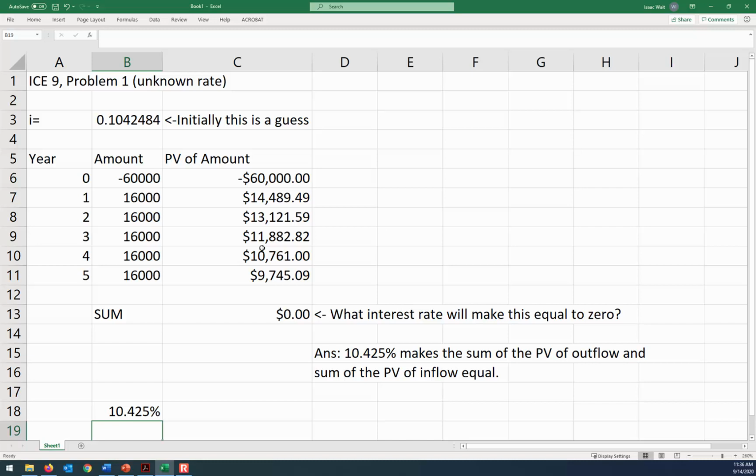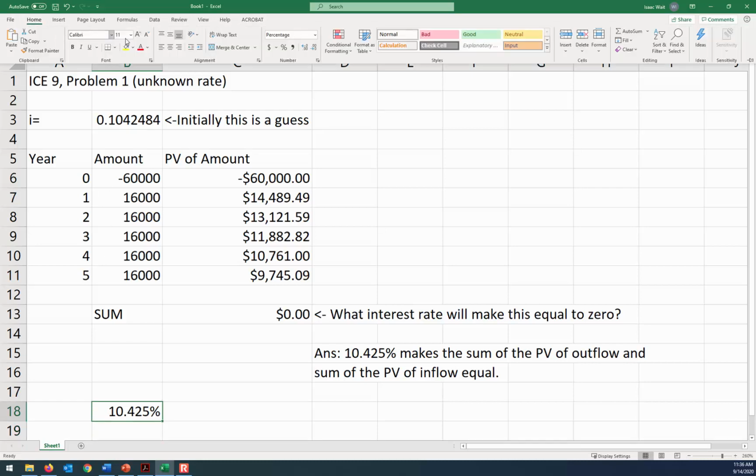How do you make it show more decimals? Yeah, so it is just where it says percentage. There's increase and decrease decimals. So it's on the home toolbar, just underneath where it says percentage, you can do increase and decrease digits like that. Are there other questions? Thank you. Yeah, you're welcome. Any other questions?